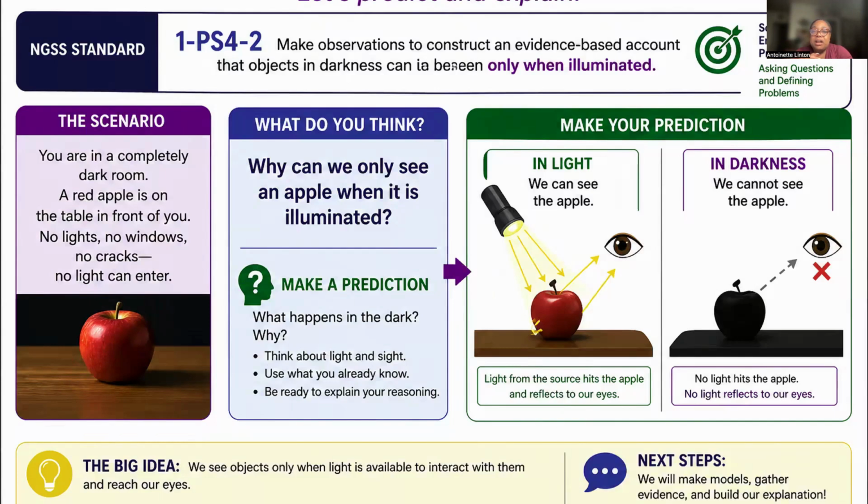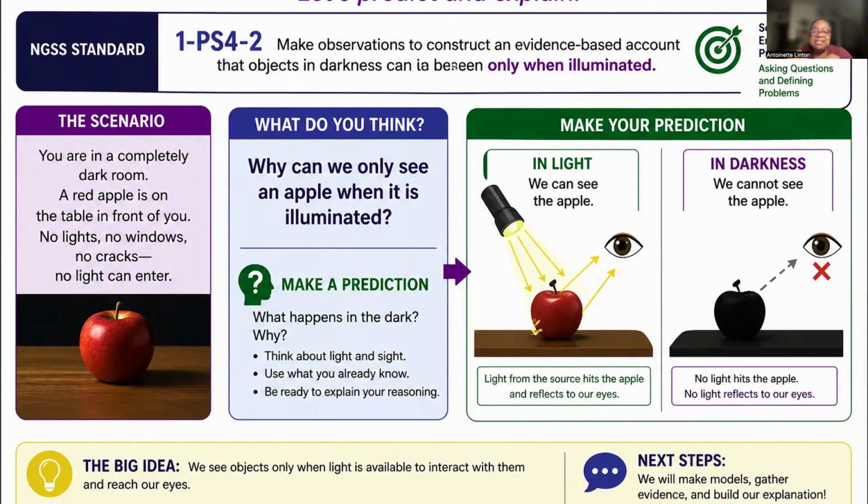Let's start by grounding ourselves in a standard. This is Next Generation Science Standard 1-PS4-2. Now, how do we read this? Correction. It's actually Physical Science Standard 4-2. This reads, make observations to construct an evidence-based account that objects in darkness can only be seen when illuminated.